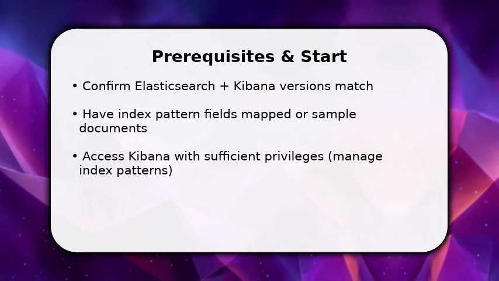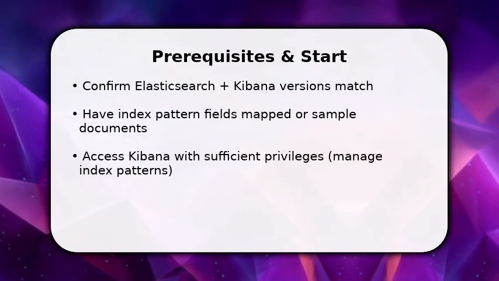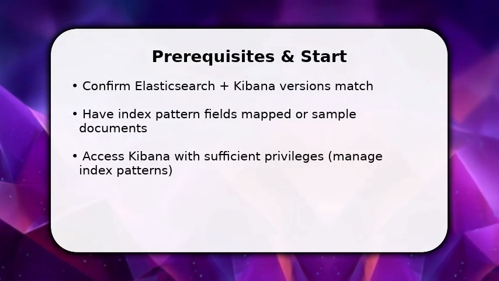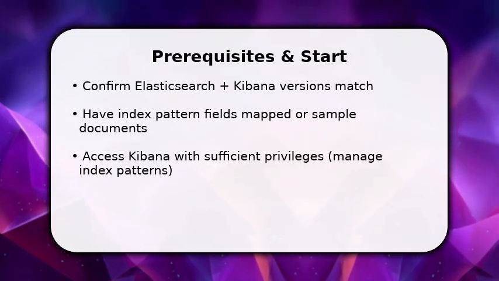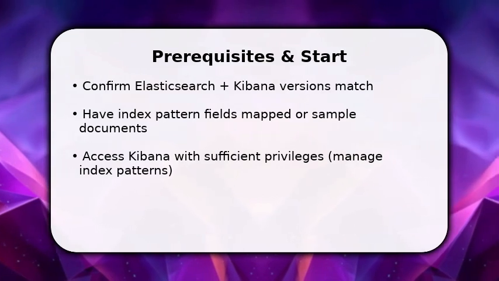You'll point to an index or index pattern like logs asterisk and select the primary time field if present. Make sure to review field types quickly. Mistyped fields cause search surprises later. Now click Create and prepare for field refreshes.